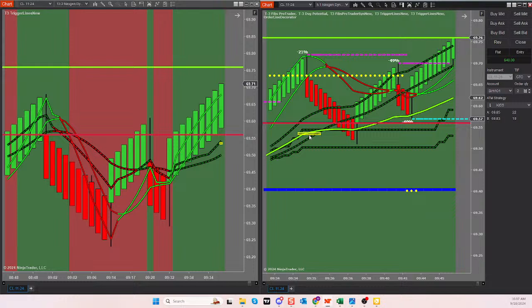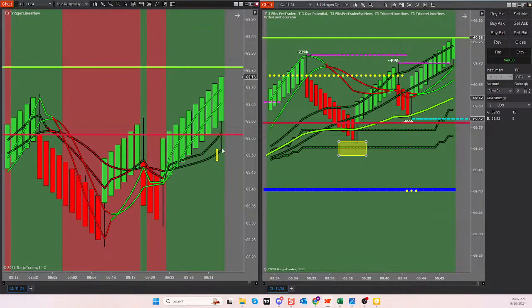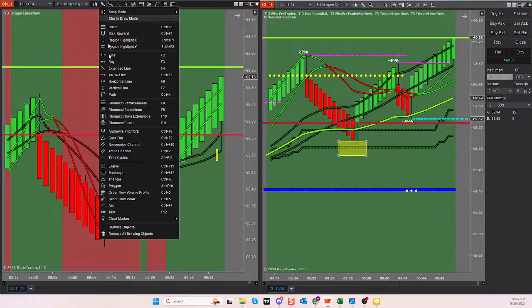And then check this out. If I take this yellow box and put it on the lowest point of that little push. Notice it didn't get below the triggers. Boom, right on the tail. What a great way to study. Any questions about that?